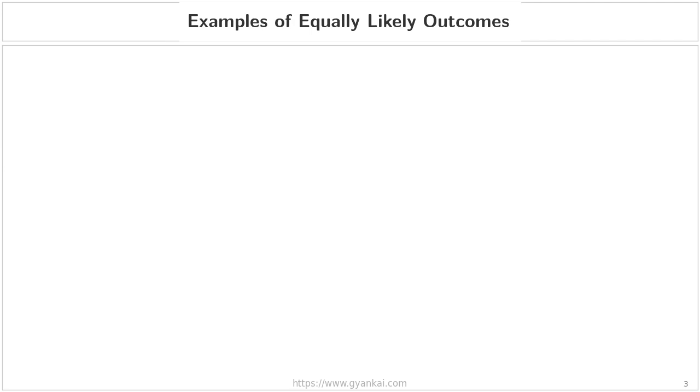Examples of equally likely outcomes. Now that we have defined what it means for outcomes to be equally likely, let's look at some concrete examples to see this concept in action.